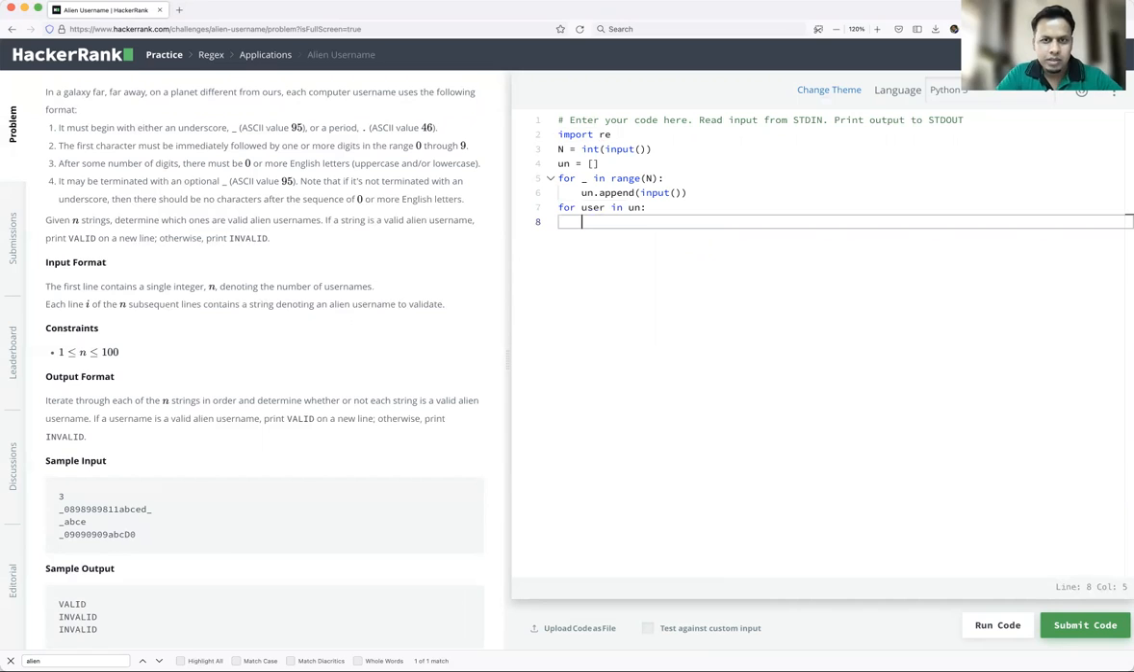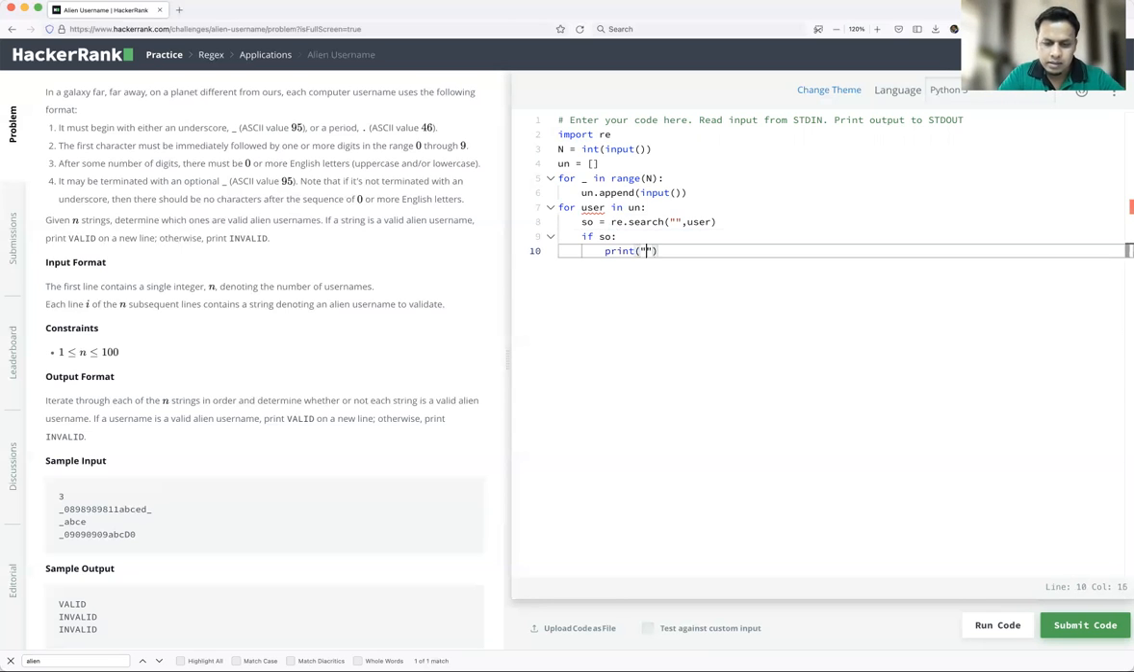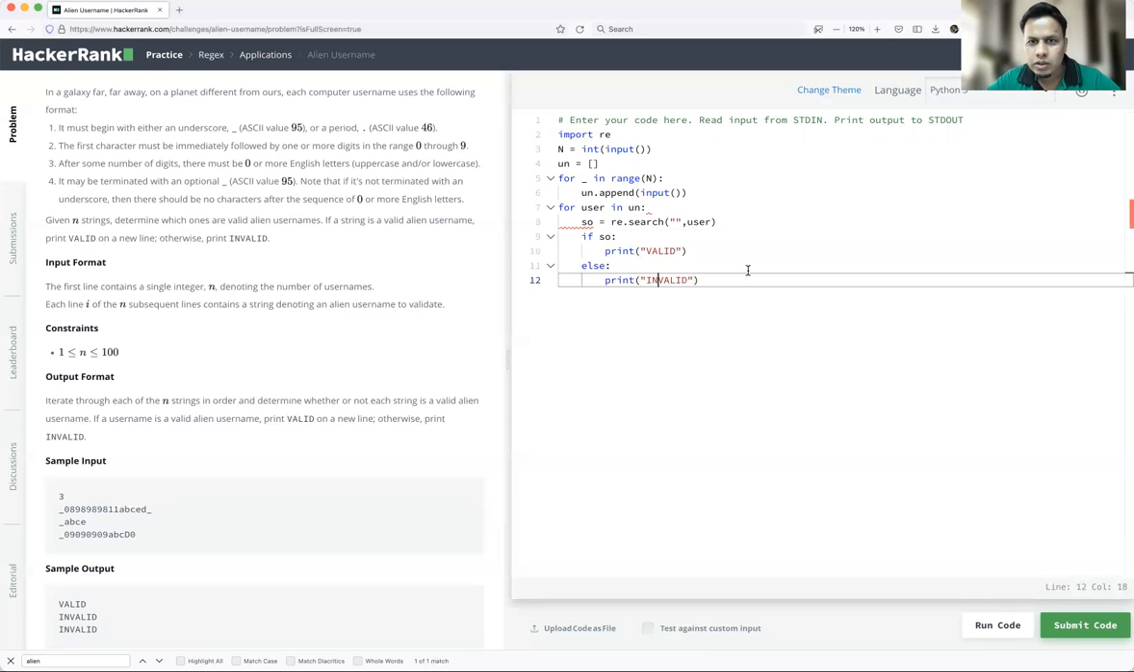now let's create a search object because we are going to search, right? Equal to re.search, and here we'll write the pattern, and that pattern should be matching with user. If it is matching, it is going to generate a search object. I have already talked about this in the expression video. So if the pattern is found, then print valid. Let's prepare the structure, then we'll work on the regular expression part. Else print invalid. Okay, so our structure is ready.